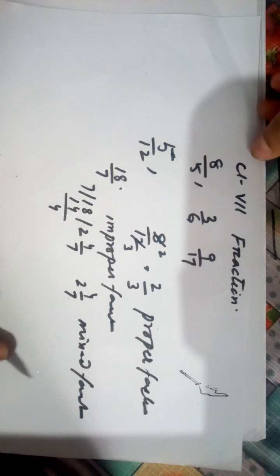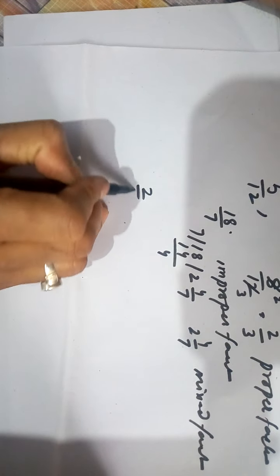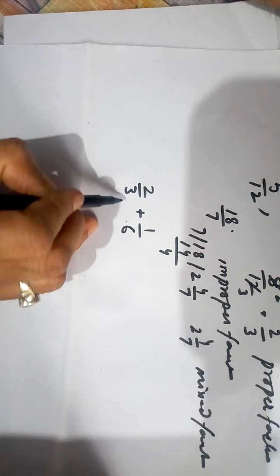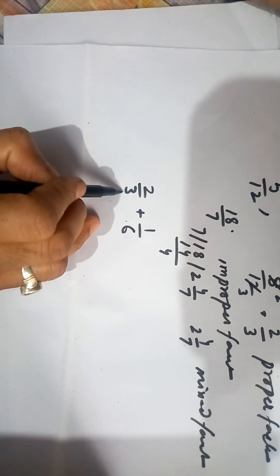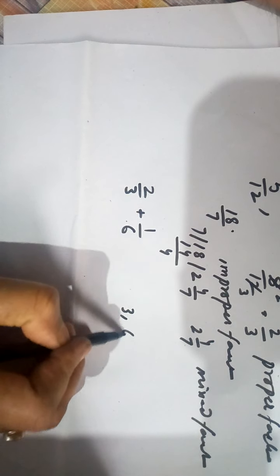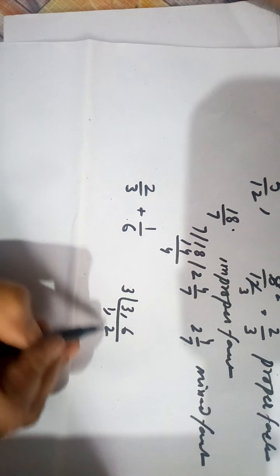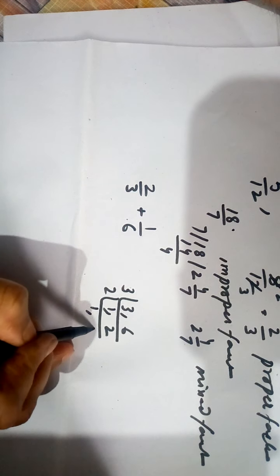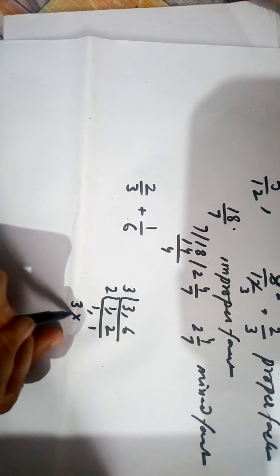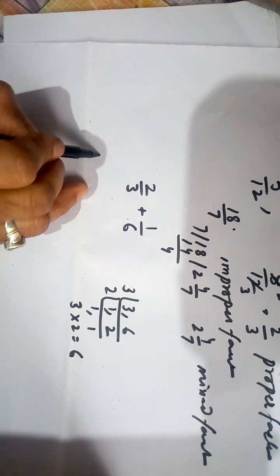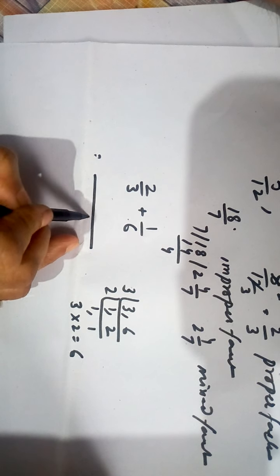Now I explain how to add. Suppose one example, I am taking 2 by 3 plus 1 by 6. First you just find the LCM of the denominators. Here 3 and 6. For the LCM of 3 and 6, 3 times 1 is 3, 2 times... so 3 into 2 equals 6, you get 6 as the LCM. Now write 6.